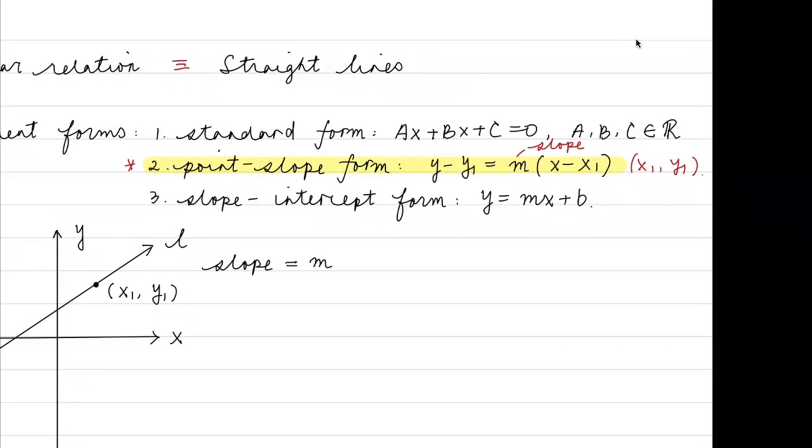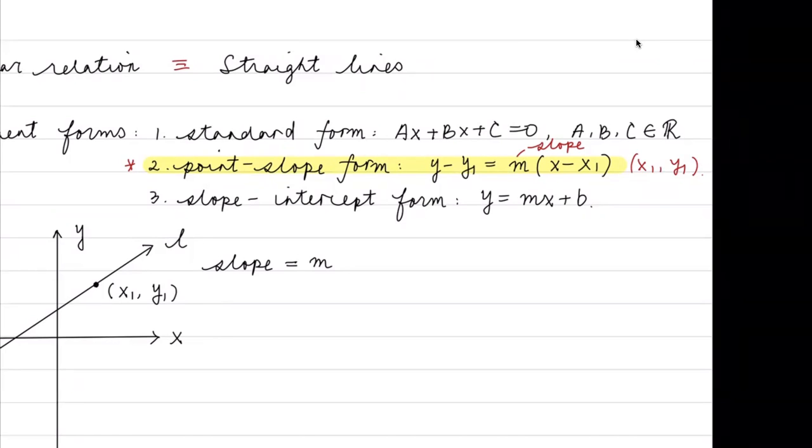I repeat this. Point slope form, after all, is just a method of expressing a straight line using numbers and letters. In this form, y minus y1 is equal to m times x minus x1, m stands for the slope of the straight line, and x1, y1 is a given point. With these two pieces of information, we can write the straight line using this form.